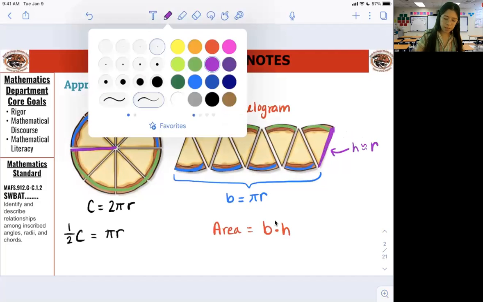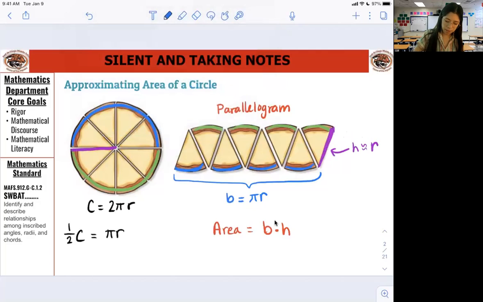Same thing with the base. Think about what's happening in the base. I'm going up and down, up and down, up and down, like a wave rather than going straight across. So the base isn't going to be exactly pi r, it's going to be approximately pi r. So the base is approximately half of the circumference, and the height is approximately the same as the radius.